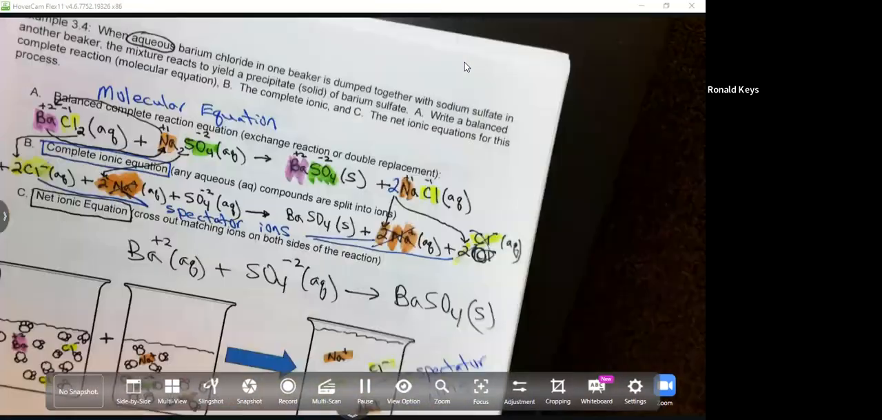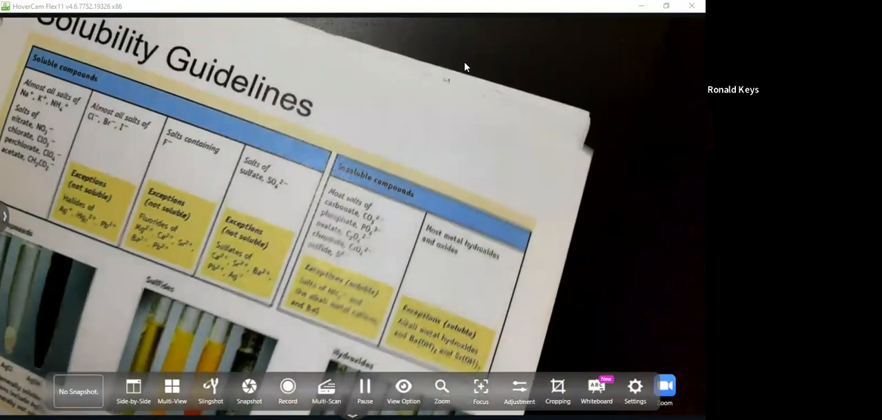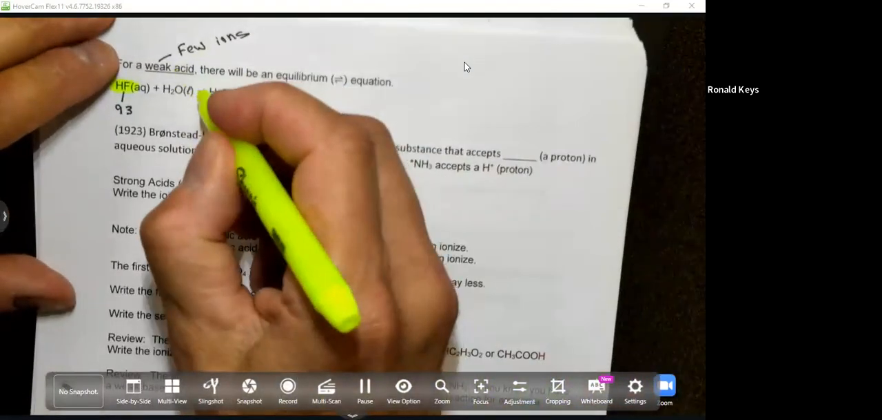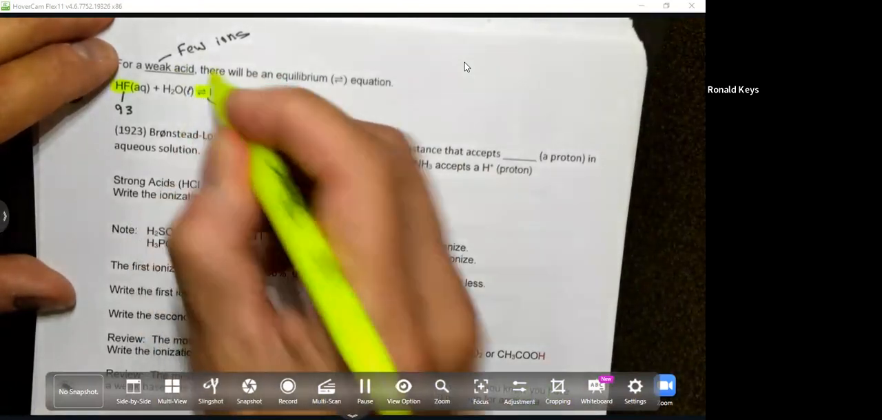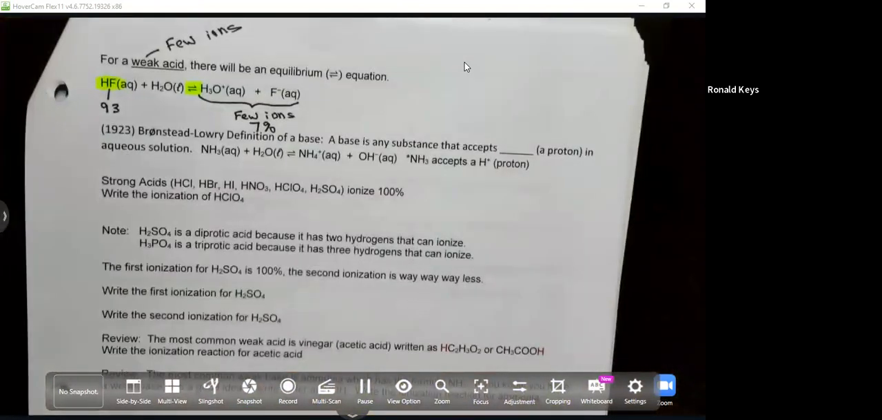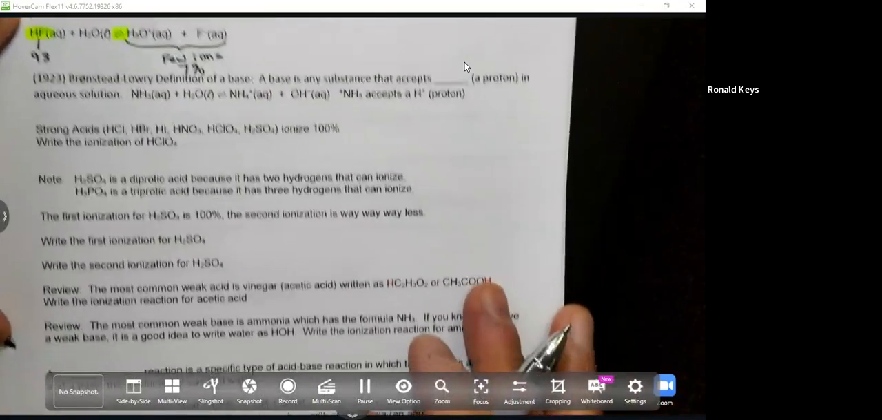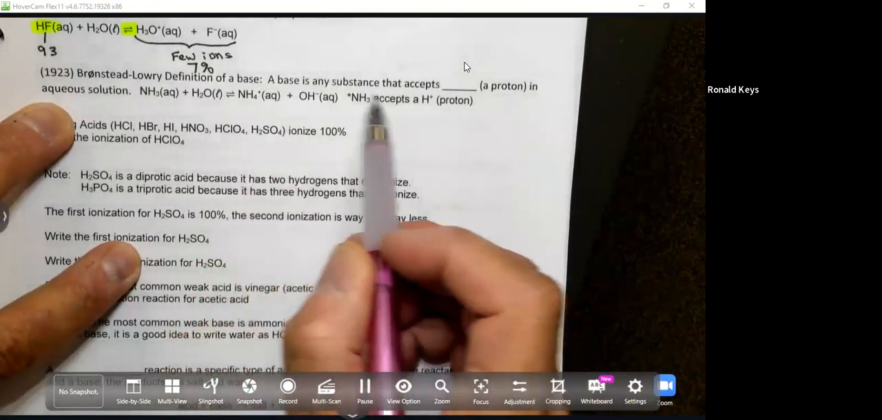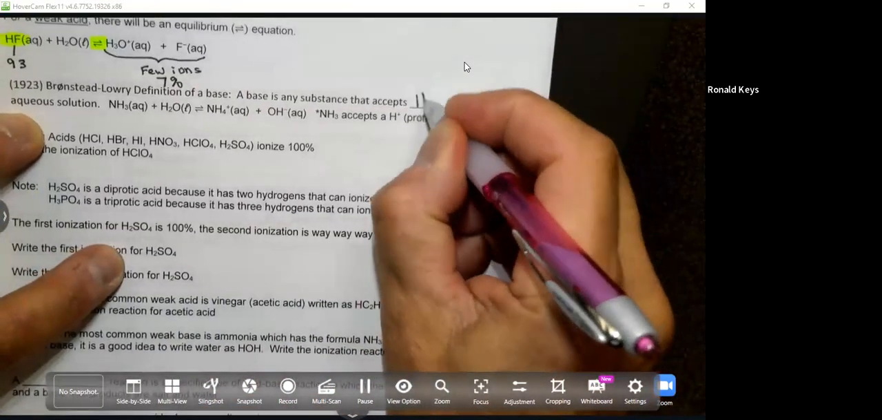So that's what happens when you have a weak acid or base. It continually reacts, the forward and reverse reaction. That explains these double arrows. The reaction does not stop. Okay. The Bronsted-Lowry definition of a base expands. A base is any substance that accepts an H plus now.